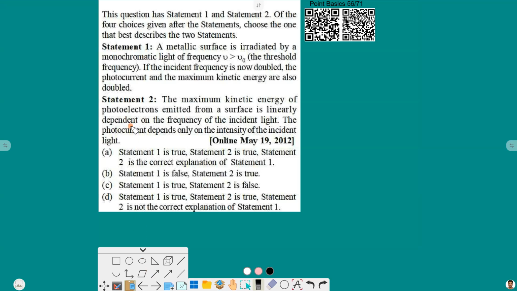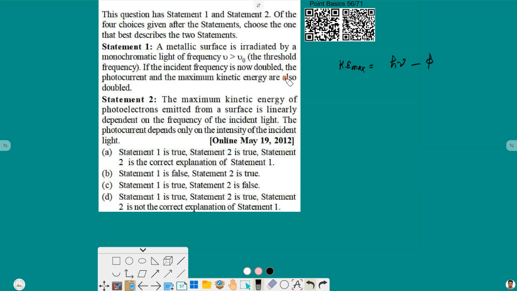Coming to the next one, this question has two statements. Statement one: a metallic surface is irradiated by a monochromatic light of frequency nu greater than nu naught, the threshold frequency. If the incident frequency is now doubled, the photocurrent and the maximum kinetic energy are also doubled. It is mentioned that frequency is doubled. So we can write that KE max is equal to h nu minus phi. That is the basic equation here.